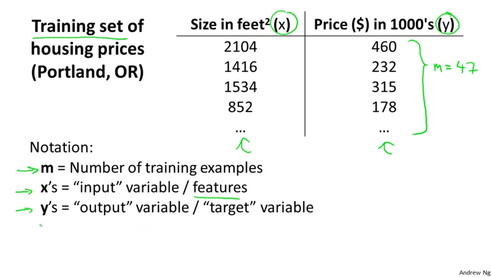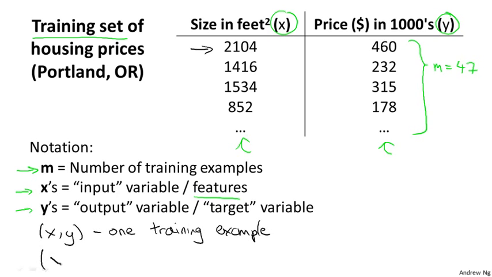A little bit more notation. I'm going to use (x, y) to denote a single training example. So a single row in this table corresponds to a single training example. And to refer to a specific training example, I'm going to use the notation (x^(i), y^(i)), and I'm going to use this to refer to the ith training example.